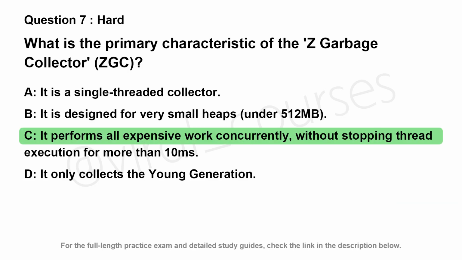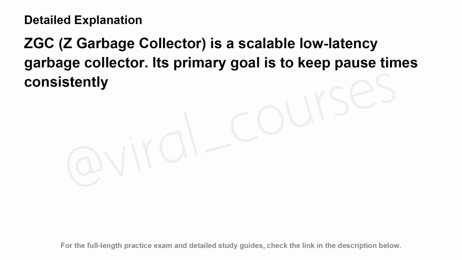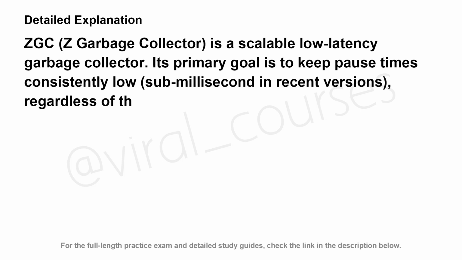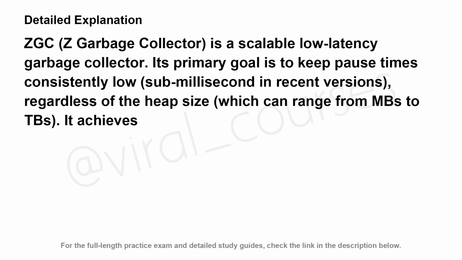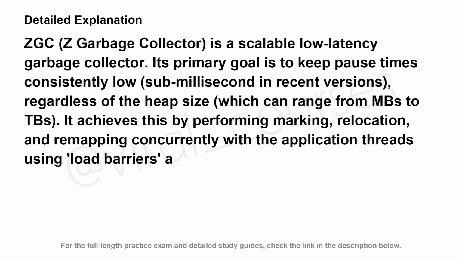The correct answer is C. ZGC, the Z garbage collector, is a scalable low-latency garbage collector. Its primary goal is to keep pause times consistently low, sub-millisecond in recent versions, regardless of the heap size, which can range from megabytes to terabytes. It achieves this by performing marking, relocation, and remapping concurrently with the application threads using load barriers and colored pointers.